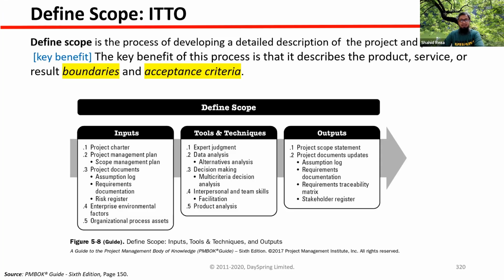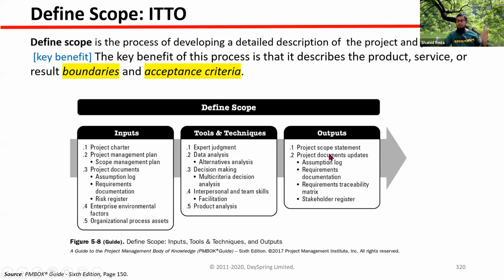Okay, then we are now starting another new process, define scope. What we did so far: the first process was plan scope management, the second process was collect requirements. So we have collected all the requirements. Now our responsibility as a project team is to refine, I'm using the term refining, all the requirements that we have collected in the requirement documentation and make the project scope statement. What is the project scope statement?